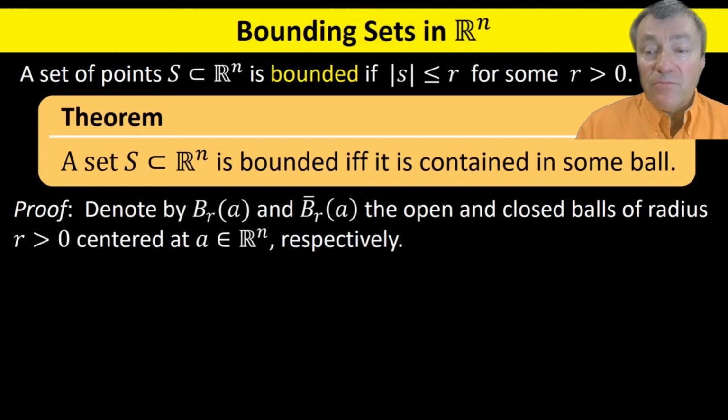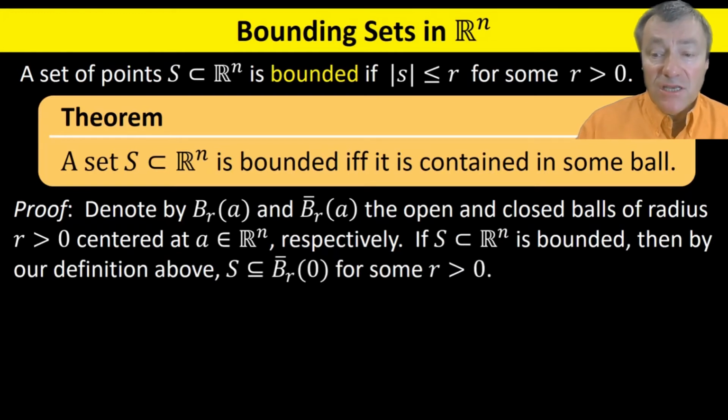In order to make the proof go smoothly, let's introduce some notation. This notation is pretty standard, though some authors vary the notation a bit, sometimes, for example, reversing the r and the a. I will write B sub r of a for the open ball of radius r centered at A. If I put a bar on top, then I get the closed ball of radius r centered at A.